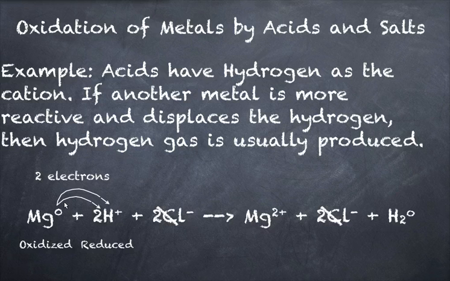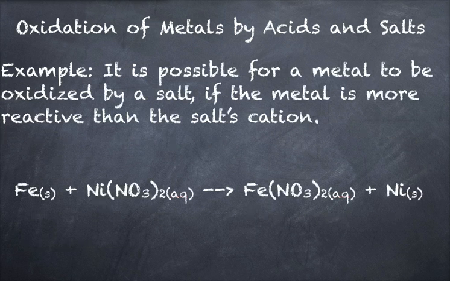So here's what's happening. The magnesium is losing 2 electrons. The hydrogens are accepting those electrons. So the magnesium is being oxidized and the hydrogen is being reduced, and you end up with hydrogen gas that bubbles away. So let's look at another one.